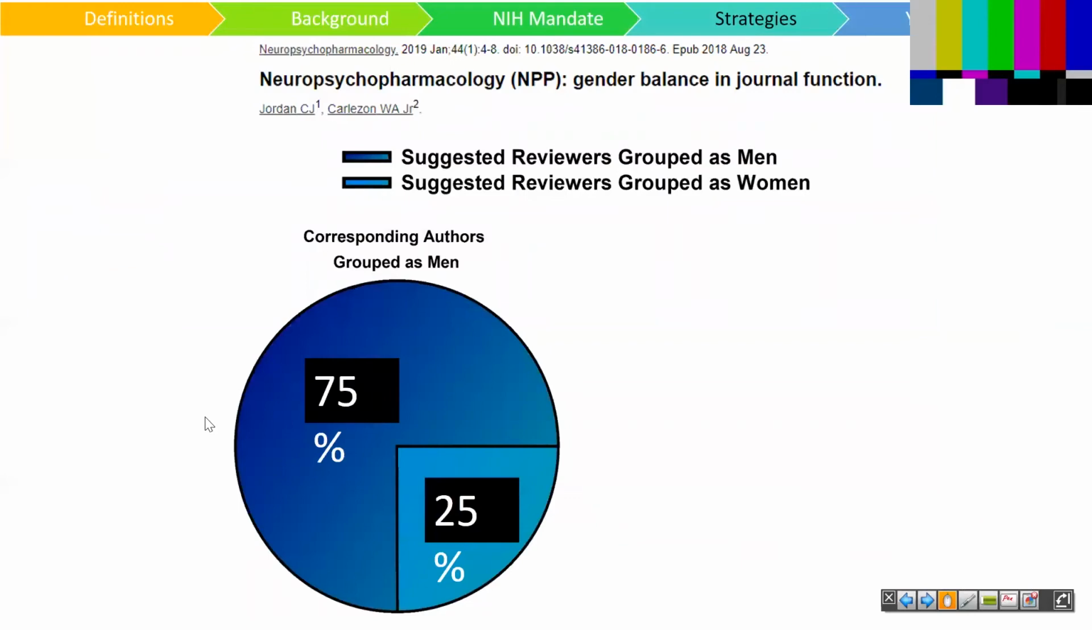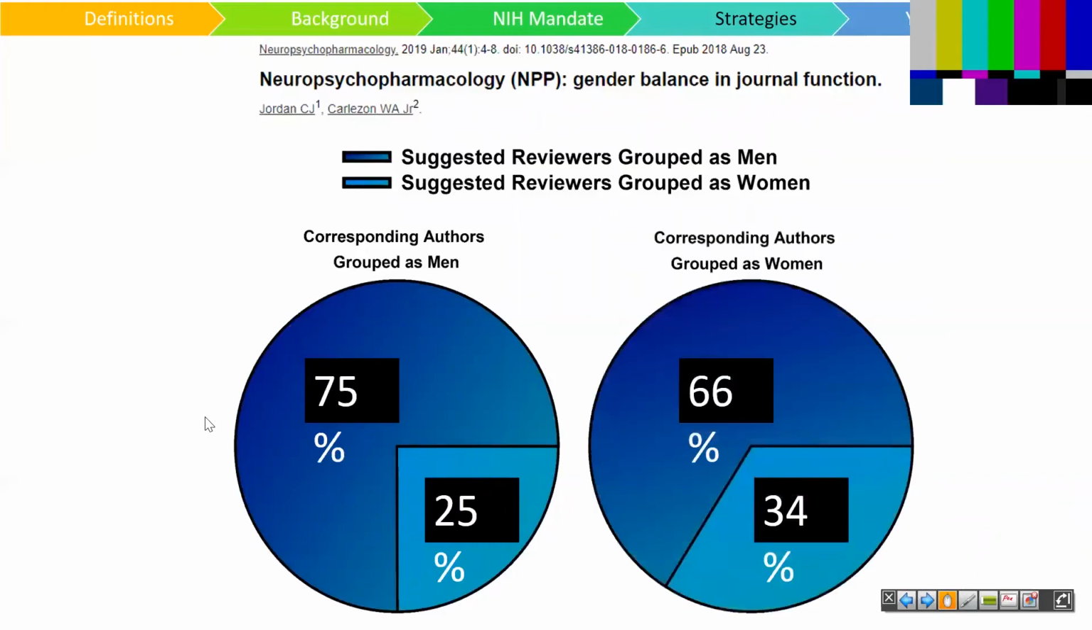And of course, we have a gender balance in journal functions. This is from the Journal of Neuropsychopharmacology. What you're looking at here is a pie chart where corresponding authors are grouped as men and whether or not they suggest male reviewers or female reviewers. If the corresponding authors are grouped as men, they only suggest female reviewers 25% of the time. If those corresponding authors are grouped as women, they still are only suggesting female reviewers 34%.